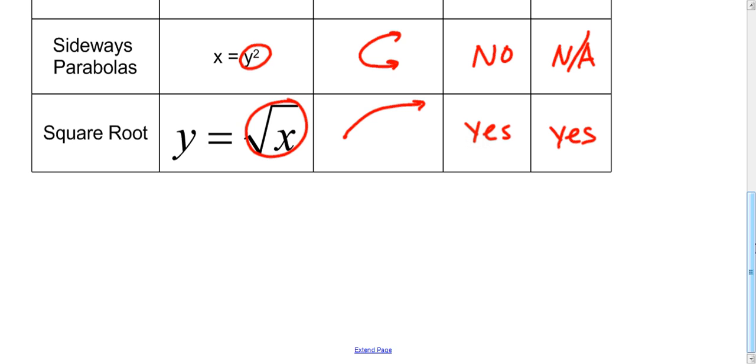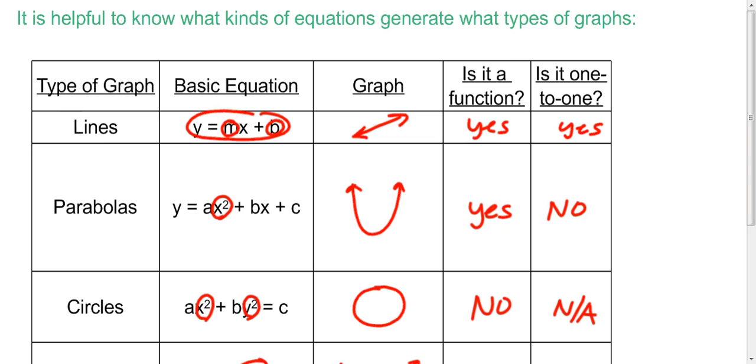So in your homework, just kind of look for some of those patterns, and hopefully that will help you. Okay? So that should be the end of this video lesson.